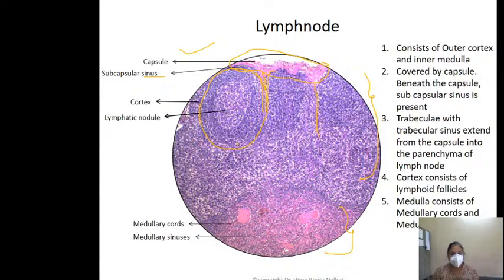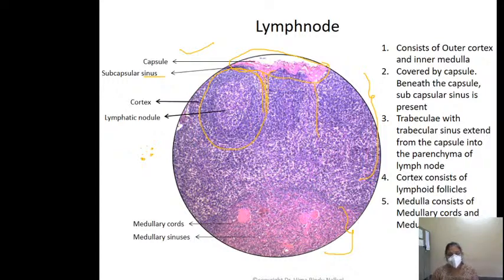Most of the time, when drawing the histology slide, you just put dots like this. Don't put dots. You need to draw the nuclei of these. They are not dots, they are rounded structures. So you need to draw with the hematoxylin pencil. That is the structure of the lymphoid follicle.